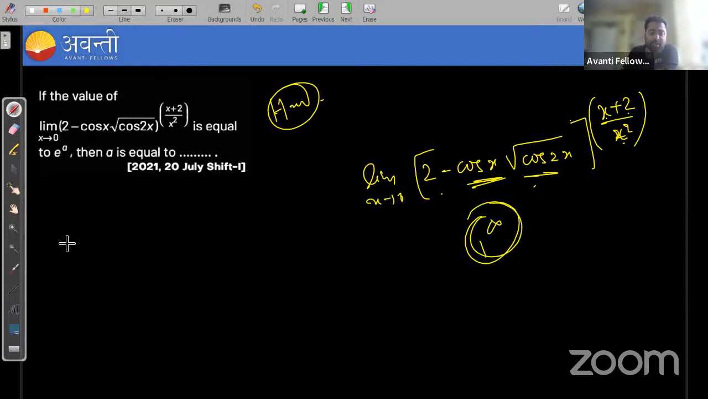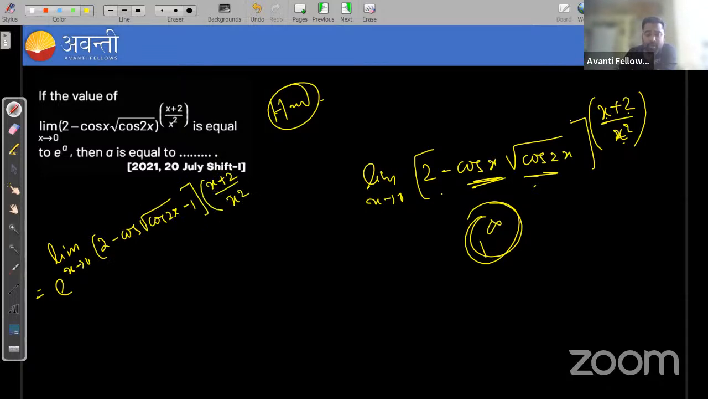So how can we use it? Just simple, we'll use the formula, that is e raised to the limit as x approaches 0 of (f(x) minus 1) into g(x). So what is f(x) here? That is (2 minus cos x) over root of cos 2x, minus 1, into g(x), that is what is present in the power, that is x plus 2 by x square. So just evaluate this limit, you will get the answer. So how can we solve it?